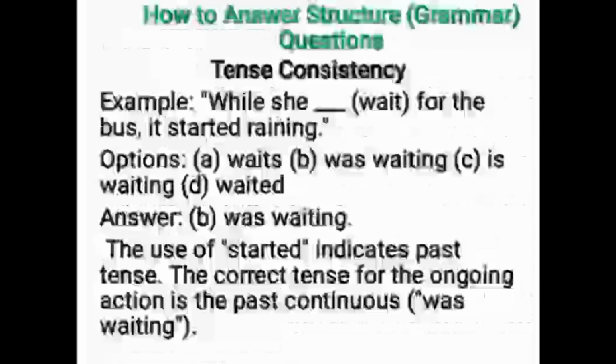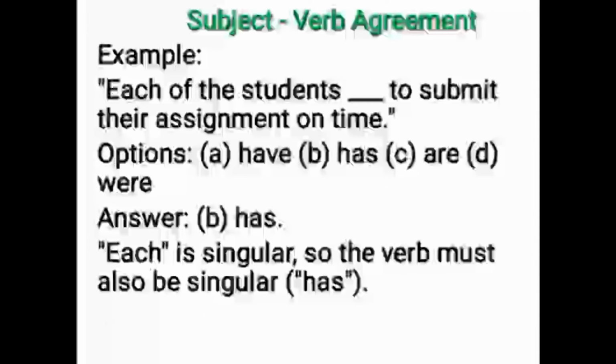For example, here: When she dash for the bus, it started raining. The answer here is was waiting, because when you look at started, you see that it is in the past tense, no more in the present tense. The use of started indicates past tense. The correct tense for the ongoing action is the past continuous, which is was waiting. Waiting makes it continuous, and was makes it past.